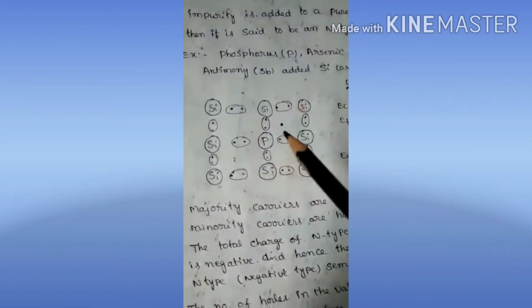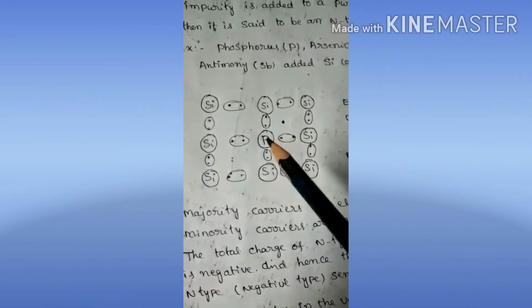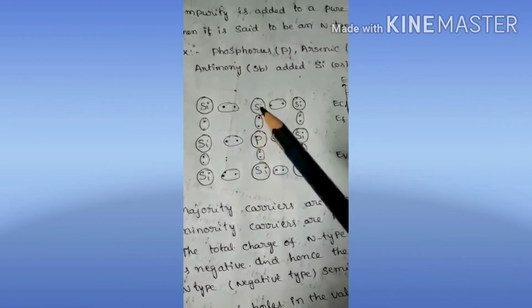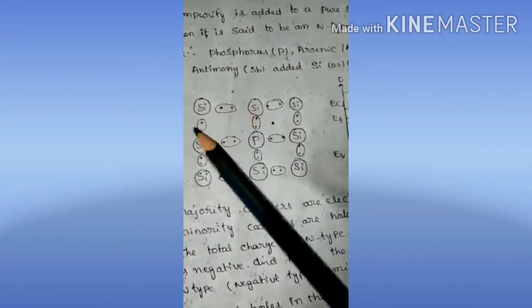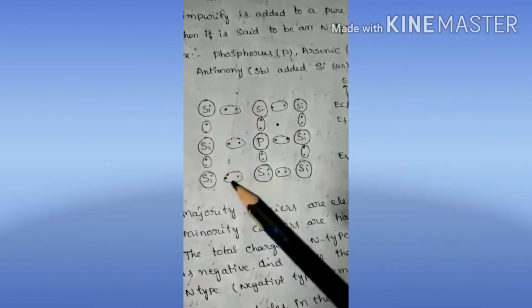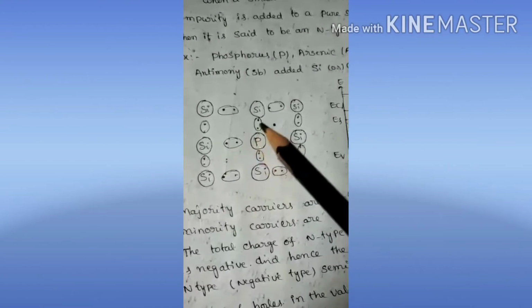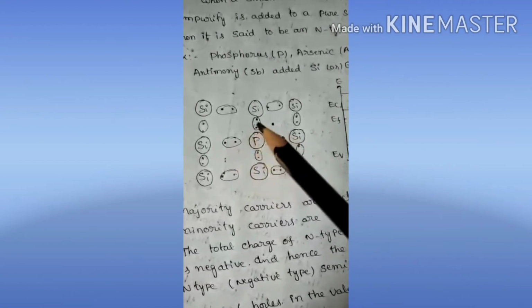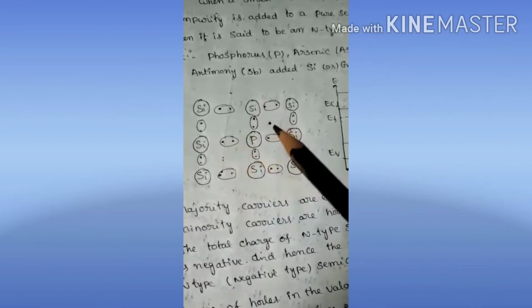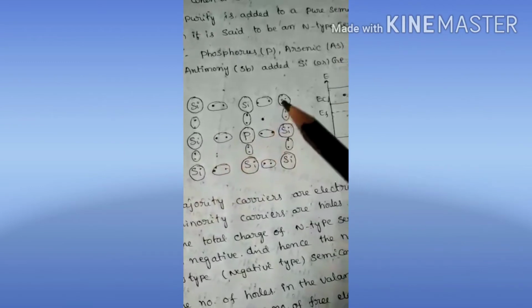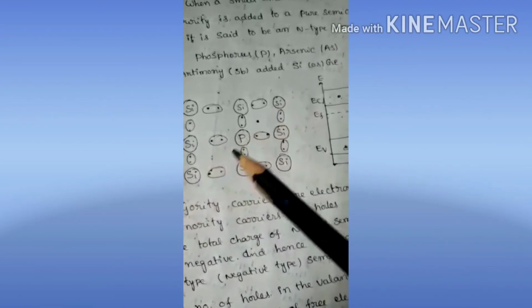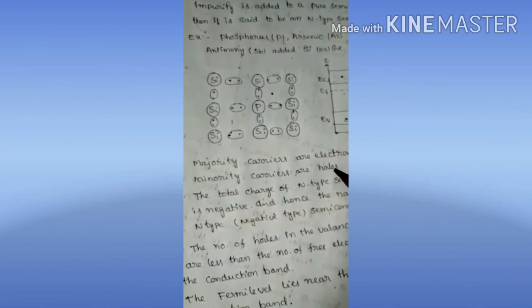Now you are observing the diagram. When phosphorus is added, as before in the p-type semiconductor, the silicon is pairing here, here, here, and here. The phosphorus has 5 valence electrons, so it shares 4 electrons and 1 electron remains. If you give a small energy to this, the electron moves. So in the n-type semiconductor, the majority carriers are electrons and the minority carriers are holes.